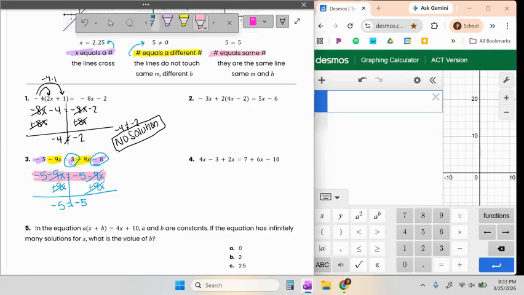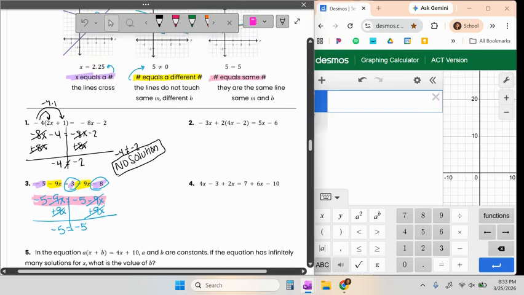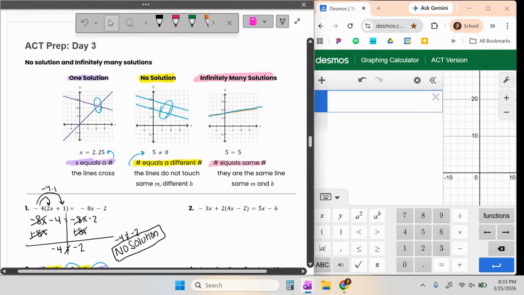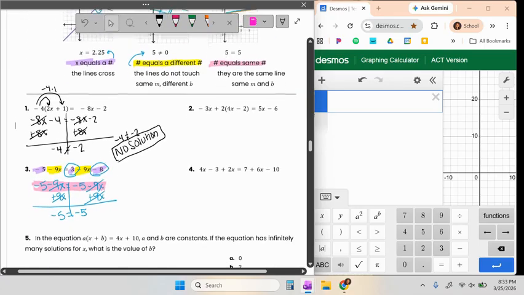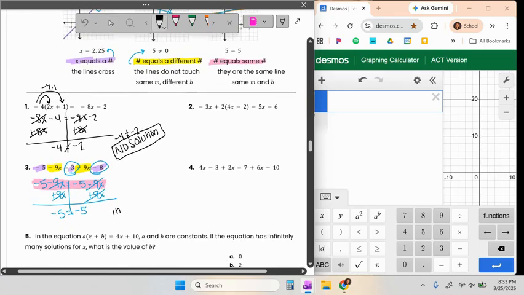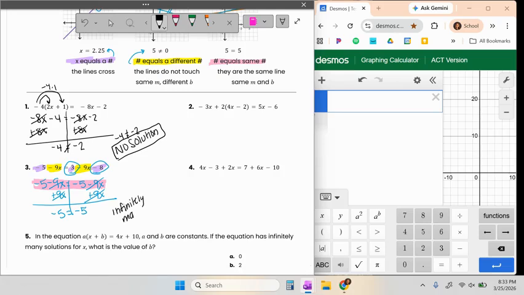Okay, so that means which one of these types of solutions is it? If -5 equals -5, that is true. That looks awfully similar to this one here of infinitely many solutions. So that would be our answer. Infinitely many solutions.